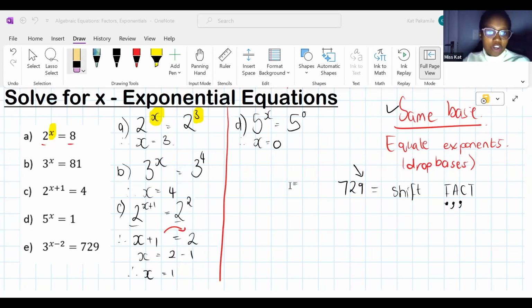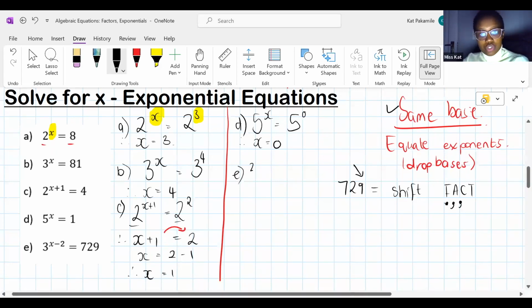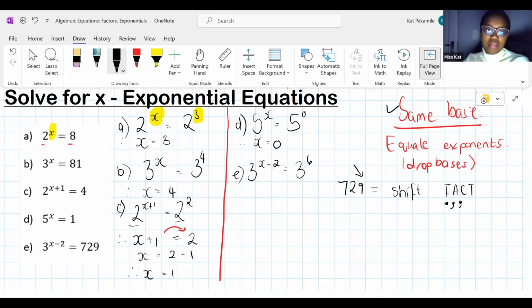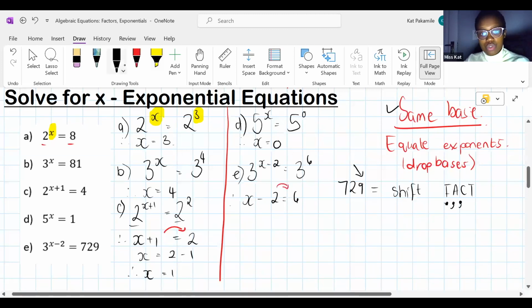So I hope you guys have gotten the hang of that trick now. When you're in a test, then you'll be able to use it. Okay. So then 3 to the power of x minus 2 will be equal to 3 to the power of 6. Therefore, x minus 2 is equal to 6. If you take the 2 over, it becomes a positive. So now you have x is equal to 6 plus 2. And that's why x is equal to 8.